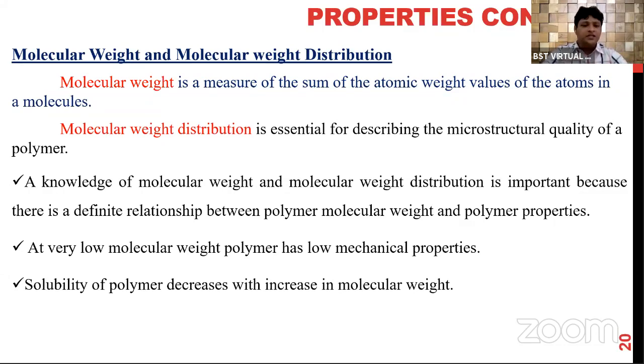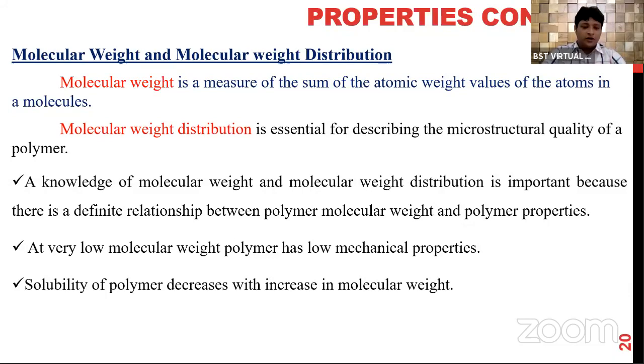So that's why the molecular properties, molecular weight and weight distribution completely reflect the properties of a polymer. Now, suppose a polymer has a very low molecular weight. Okay, so then what will be the properties? If a polymer has low molecular weight, then it will have low mechanical strength or low mechanical properties.